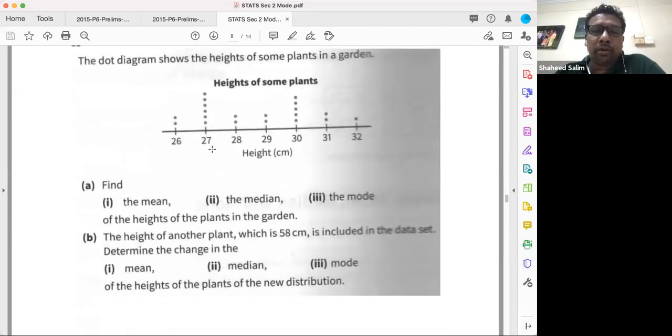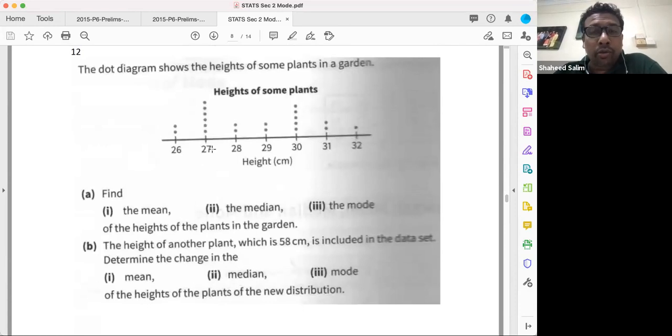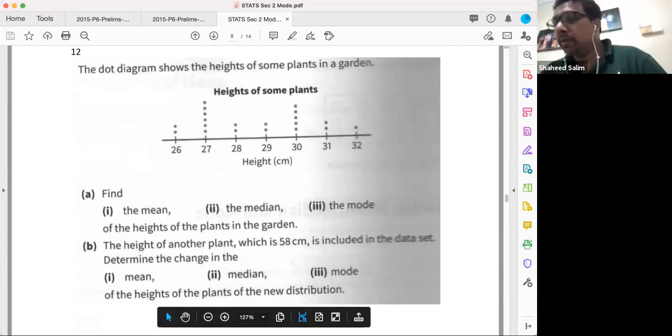You know how to read this dot diagram, right? So now they want you to find the mean, median, and mode. Yeah, you try the first one. Try A first.